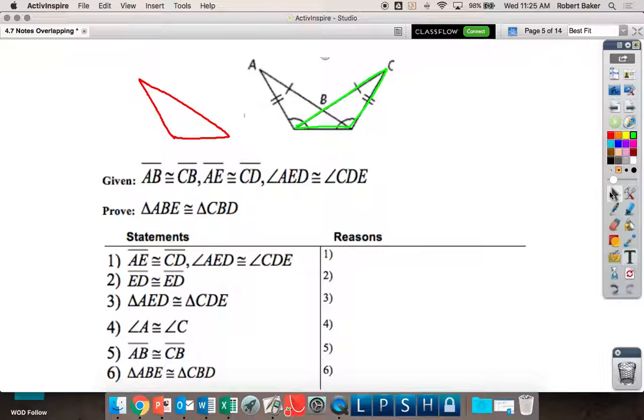This triangle right here. Right now, I have marked that this angle, this side, and this side are congruent, and that these two angles are congruent. That's what I have given in the problem. The top goes from A to B, which is somewhere in the middle. I don't know where exactly that is, so I'm not going to mark it. So AE and CD are congruent. Angle AED and angle CDE are congruent. Given.